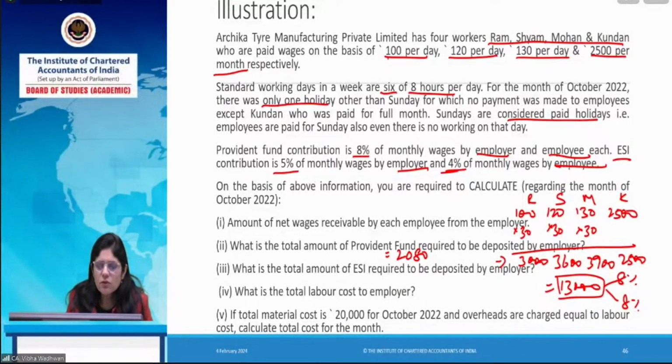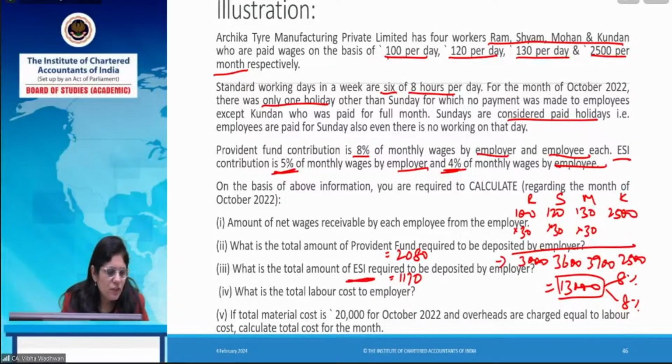The third is the total amount of ESI required to be deposited by the employer. ESI is 5% and 4%. So total ESI will be 5% on 13,000 and 4% on 13,000. Employer is contributing 5 and employee is contributing 4. So total 9% the employer will be depositing. Clear? So 13,000 into 9%, 1170. ESI should be 1170. Please cross check your answers.